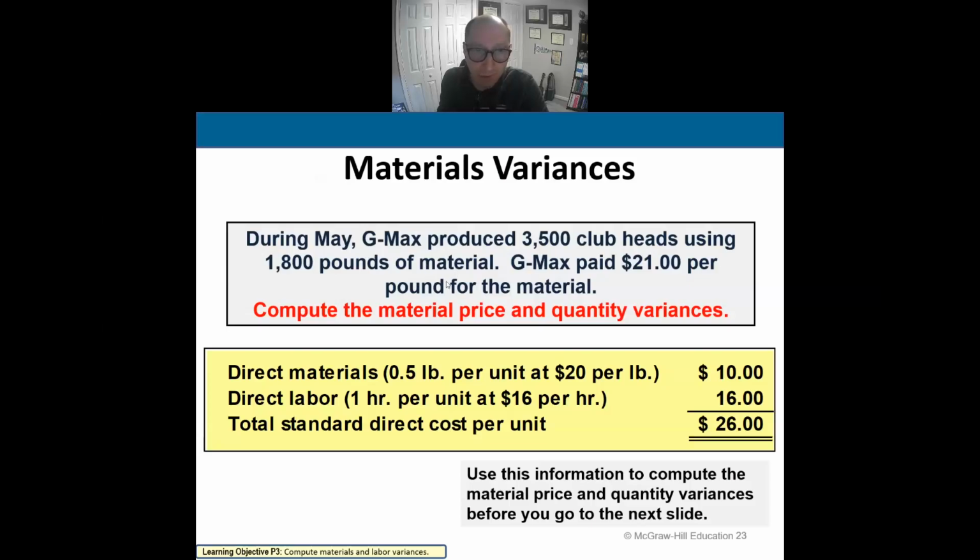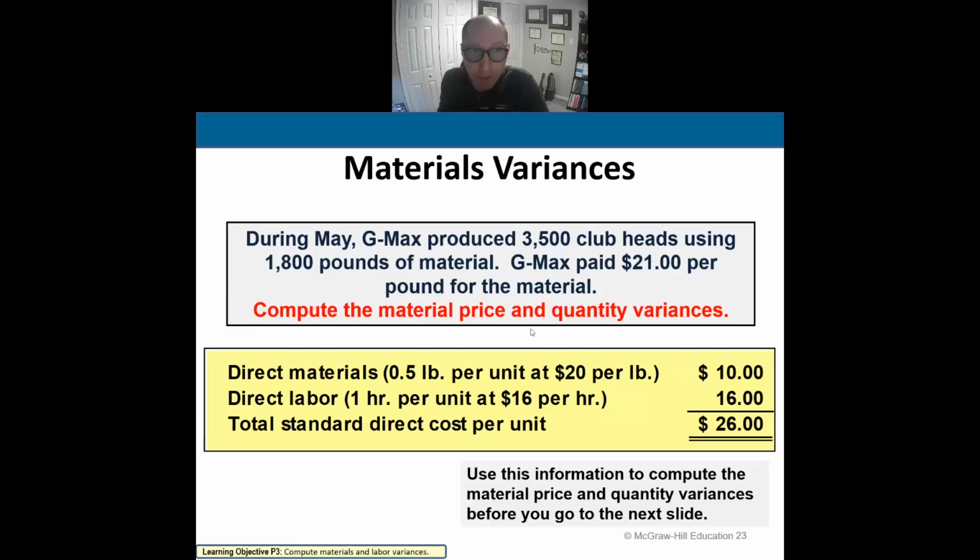So we produced 3,500 golf club heads using 1,800 pounds of material. The standard rate for materials is $20 per pound, however, we actually pay $21 per pound for the material. Why? Because the market price went up.